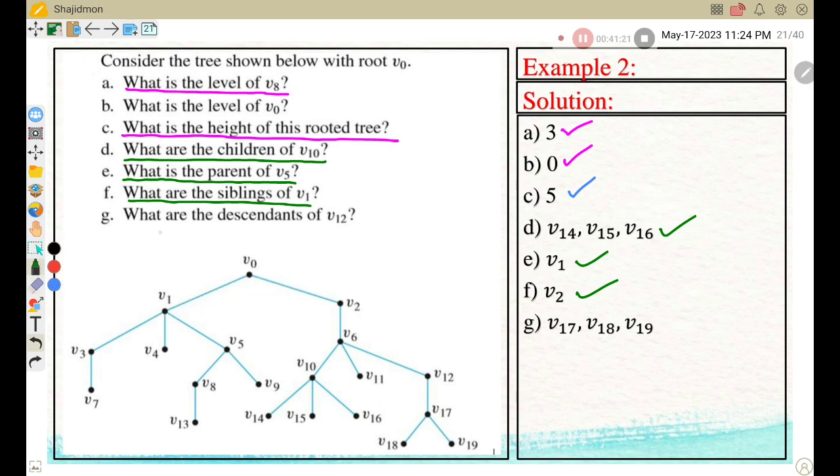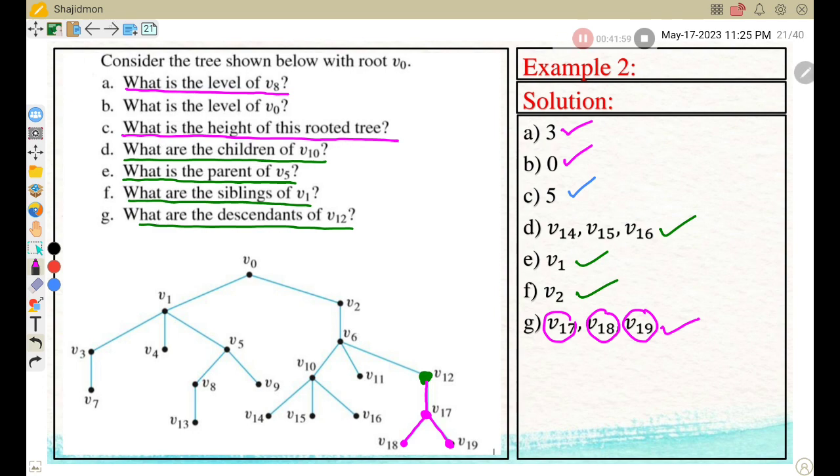Now next one: what are the descendants of V12? Descendant means going down the same branch. What are the vertices? V12 is this one, correct? So from V12 going down, what are the vertices? You can check that one. Those are the descendants. Here one vertex V17, here V18, here V19. So V17, V18 and V19 are the descendants of the vertex V12. Hope you understood all these questions.